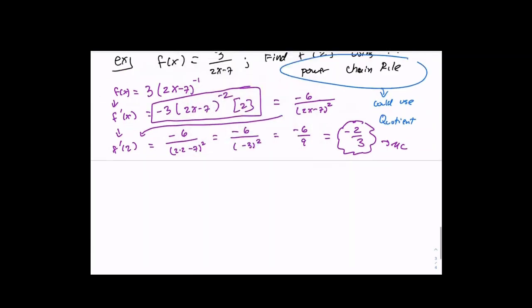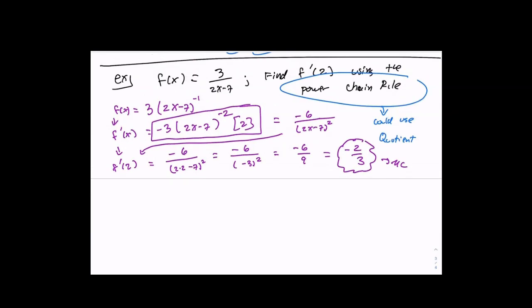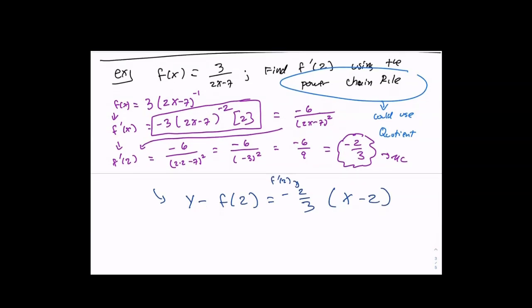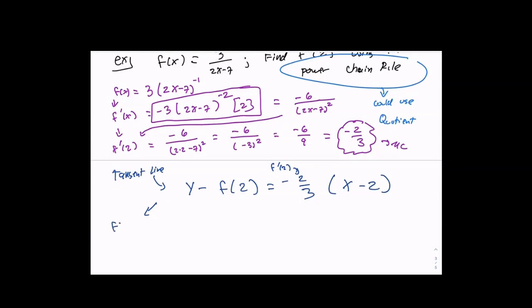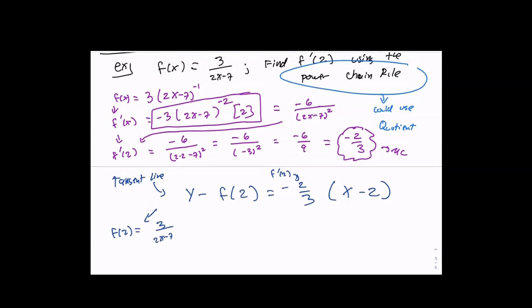Now, if we had tangent line problems, which you'll see in your homework tonight, then I want you to know that in the previous example, my answer would be y minus f of 2 equals negative 2/3 times x minus 2, because that's f prime of 2 right there. Of course, f of 2 would just be 3 over 2x minus 7 times 2, which would be 3 over negative 3, which would be negative 1, which means I get y plus 1 equals negative 2/3 times x minus 2.